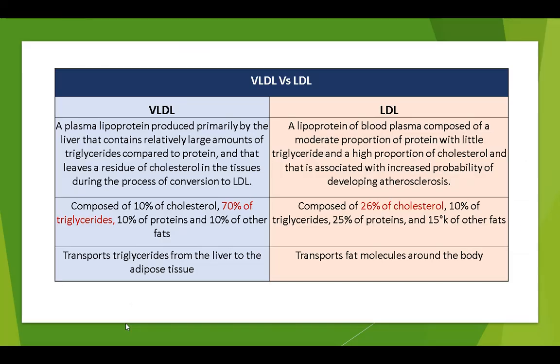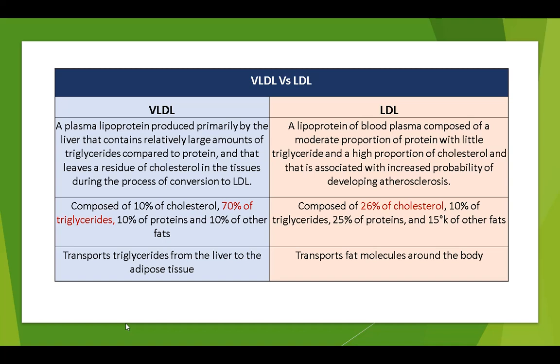Now we'll see the difference between low-density lipoprotein and very low-density lipoprotein. In case of very low-density lipoprotein, the plasma lipoprotein produced by the liver contains relatively large amounts of triglycerides compared to protein. VLDL is composed of 10% of cholesterol, 70% of triglycerides, 10% of proteins and 10% of other fats. VLDL transports triglycerides from the liver to the adipose tissue.